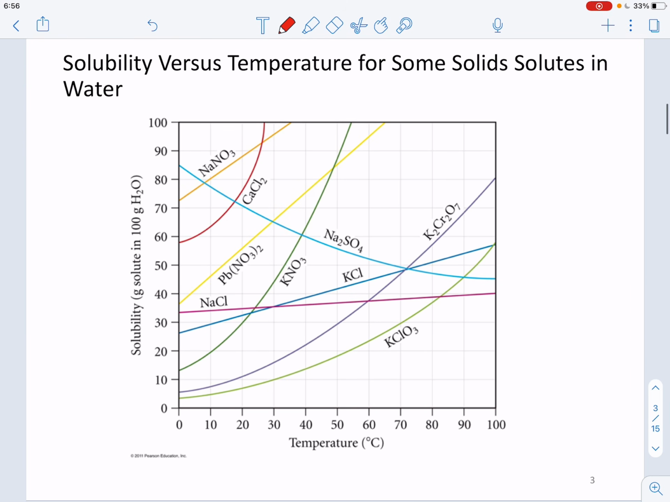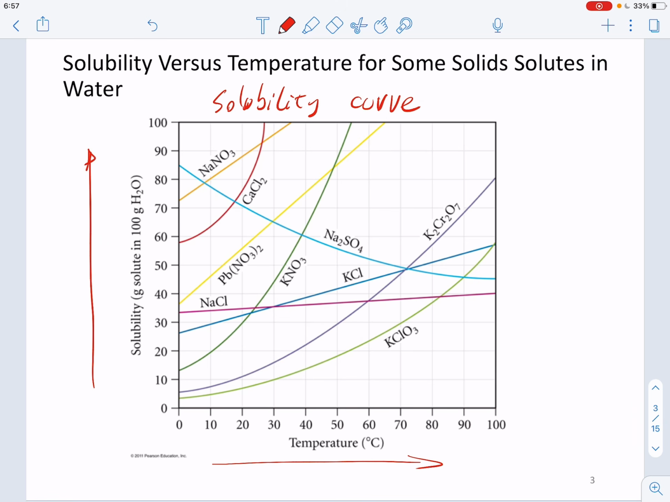So we express this behavior with a graph, or a solubility curve. We call this a solubility curve. And normally what we see here is the amount of solid that you can dissolve in a given amount of water versus temperature. The temperature will increase left to right, and the solubility will increase as you go up in the graph.